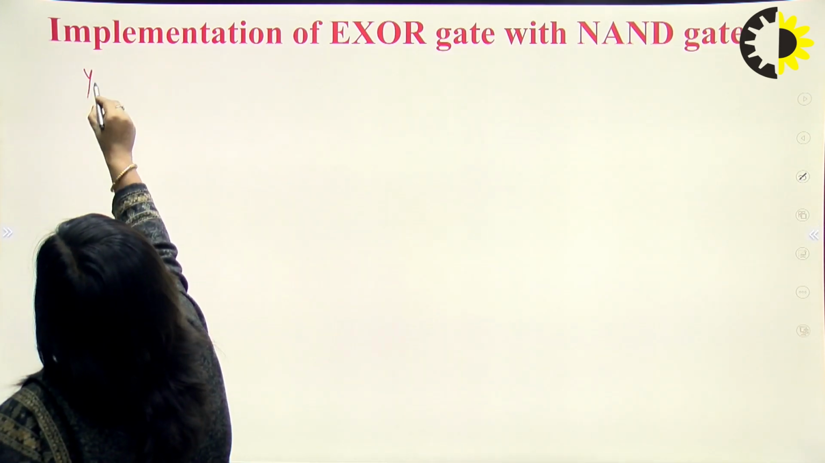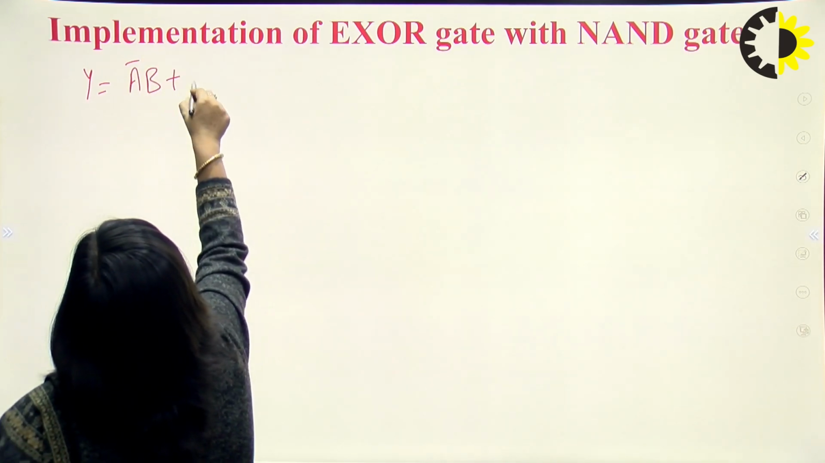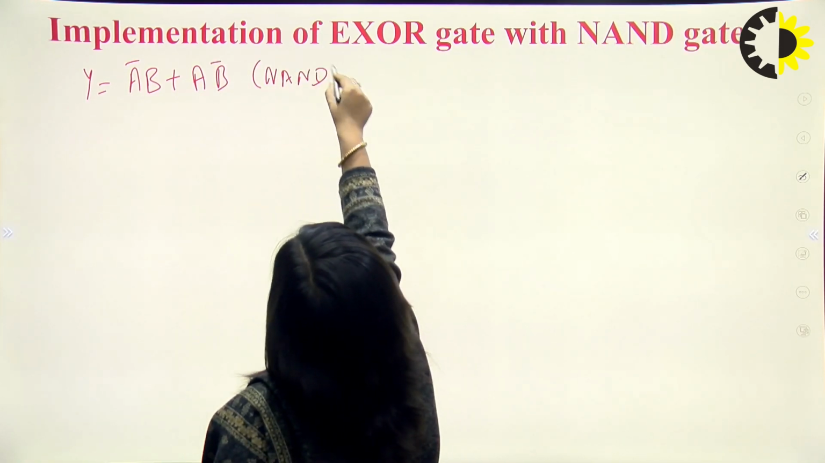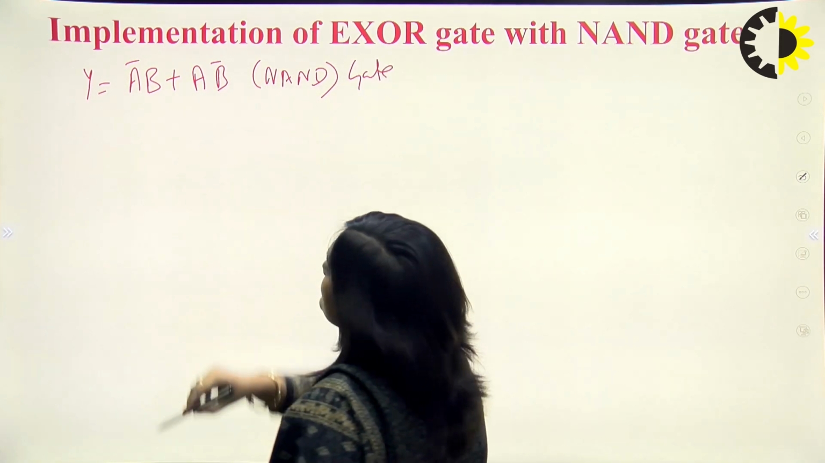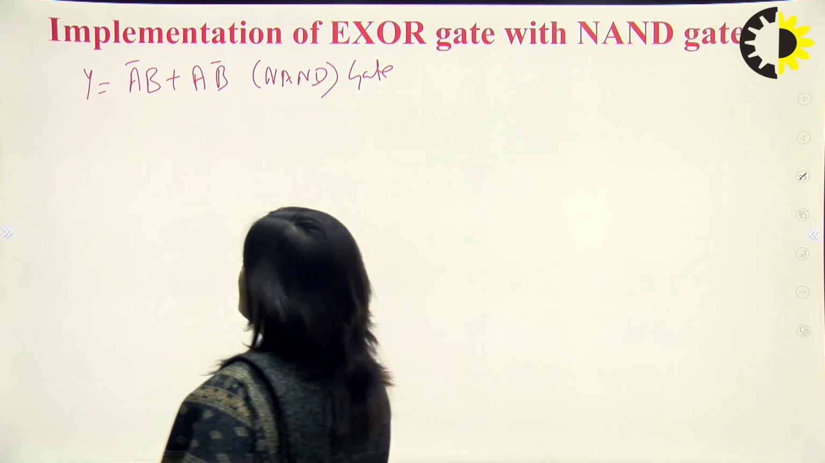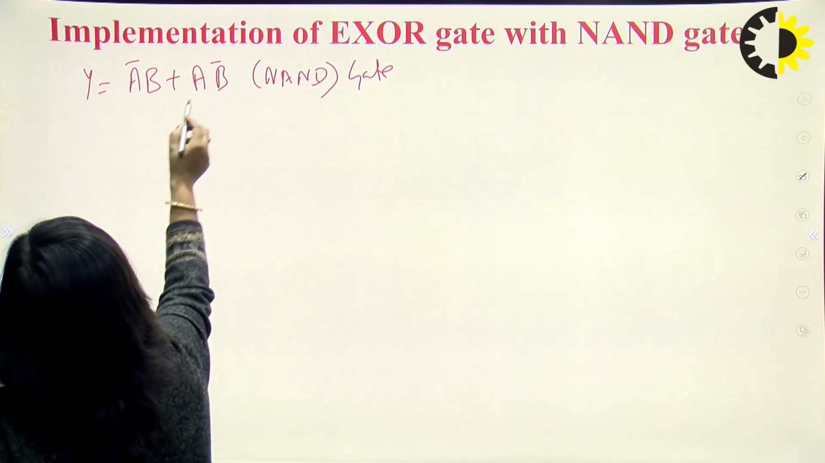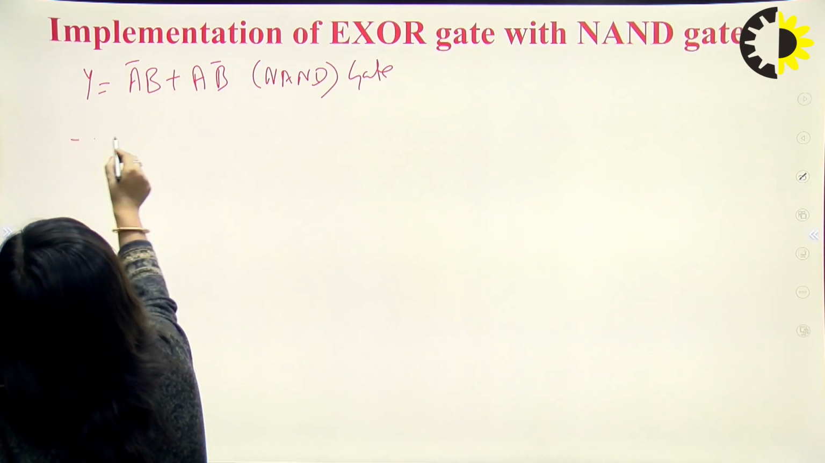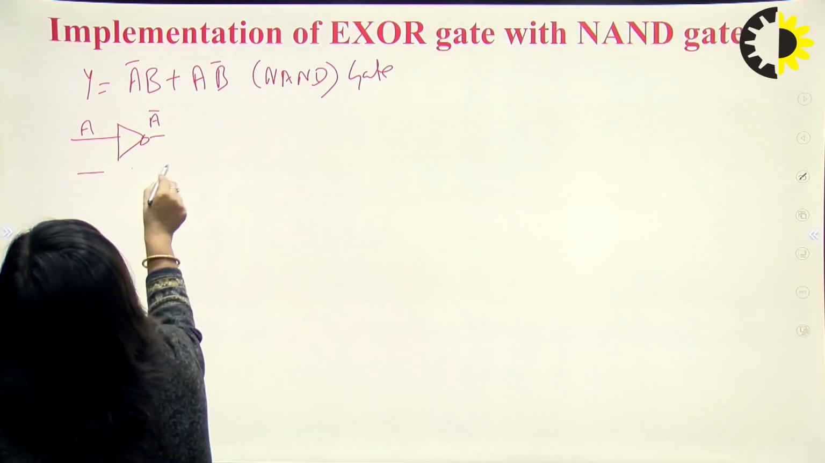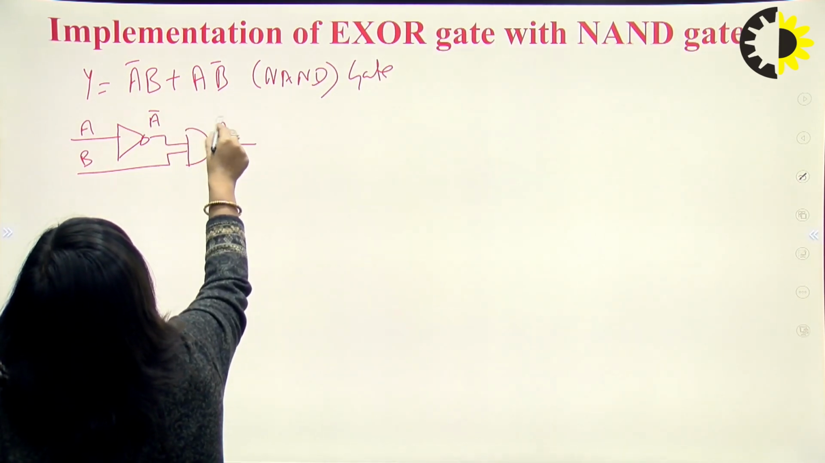How can we use the bubble method? This is the expression for the XOR gate. Now we have to design this expression using only NAND gates, using the bubble method. So first of all, we have to design this expression with the basic gates. a bar is obtained when we pass a through the NOT gate. Now this is b, so this is a bar b.